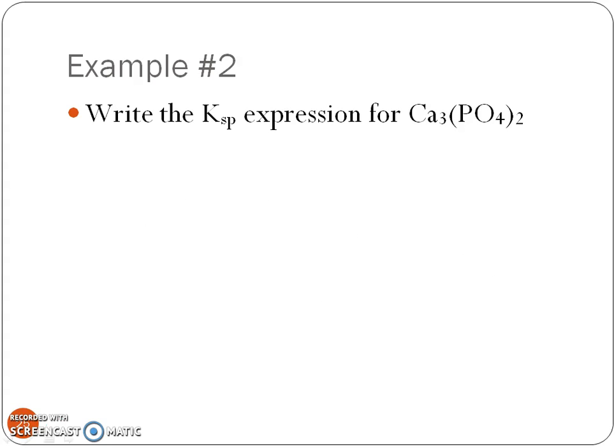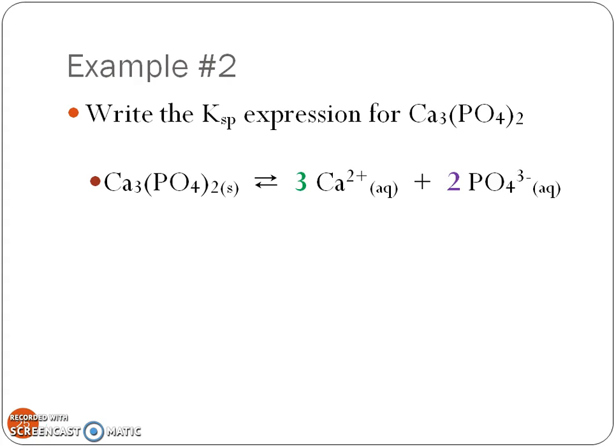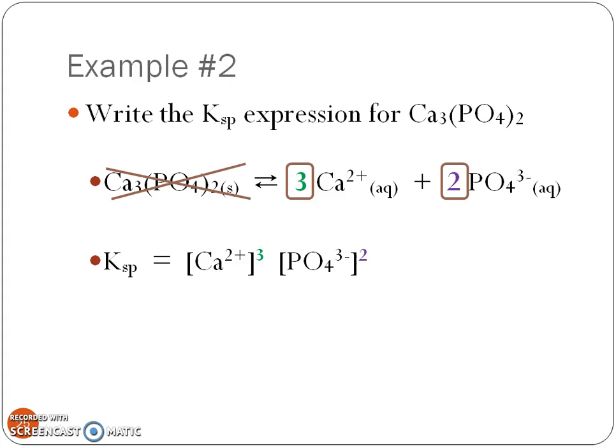But if we look at example 2, again, writing the KSP expression, now we have calcium phosphate. We need to have that balanced chemical equation. It's going to break up into 3 calcium ions and 2 phosphate ions. So our KSP, again, is not going to include those solids, but we do need to include the coefficients as our exponents. So KSP equals the calcium to the 3rd exponent and phosphate to the 2nd exponent. So it's really going to be important to know that.